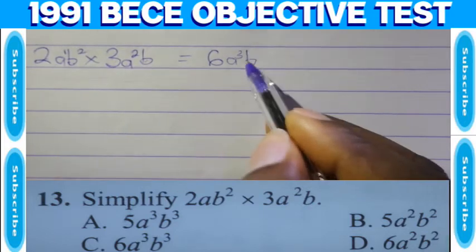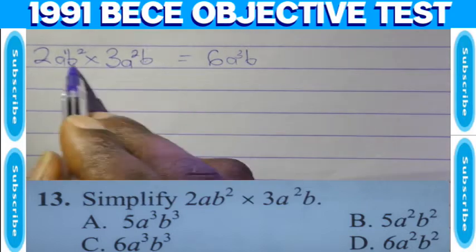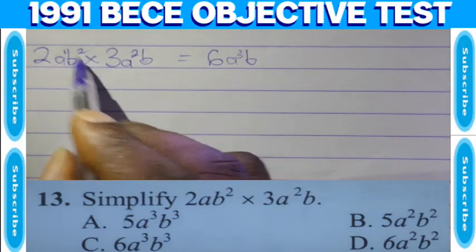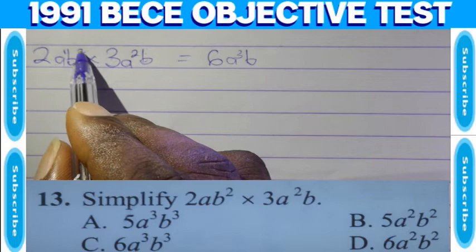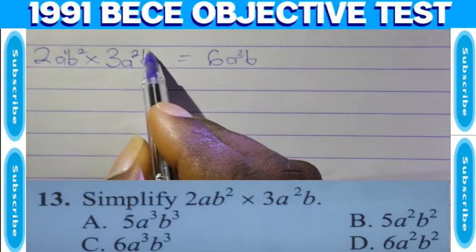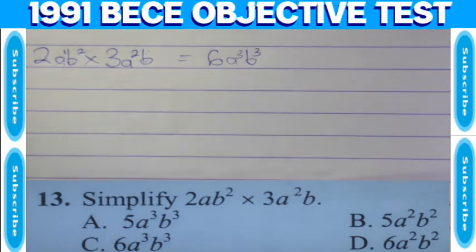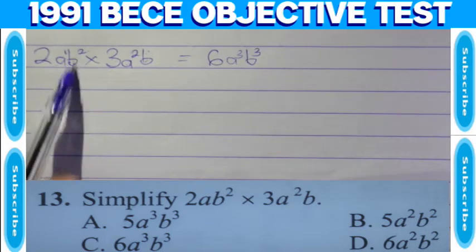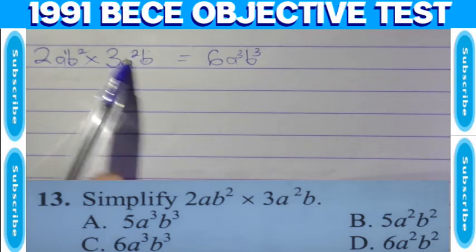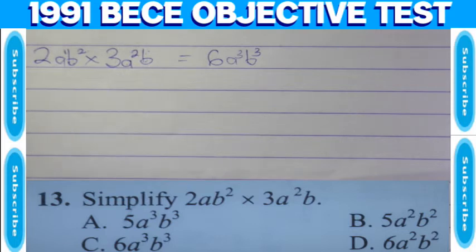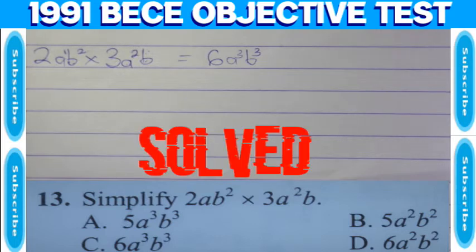Take one of the base, which is b. They all have the same base, b, so we can add their powers. The power over here is 2, plus the power over here is 1, and the sum of 2 and 1 gives us 3. So multiplying 2ab squared by 3a squared b gives us 6a cubed b cubed. That is the answer to question 13.